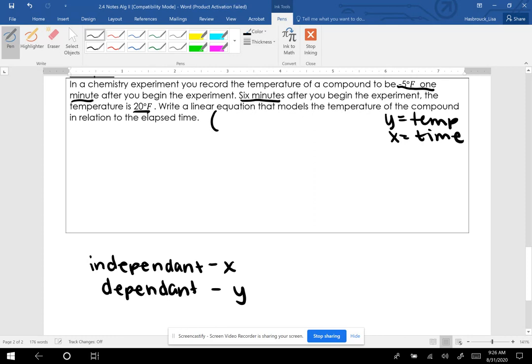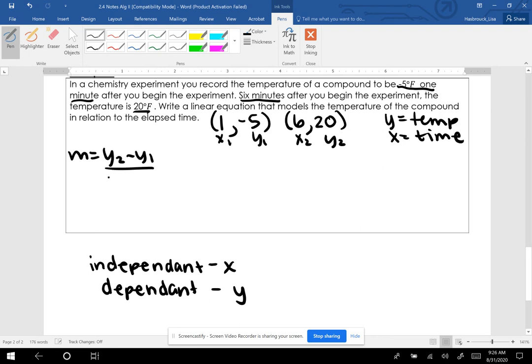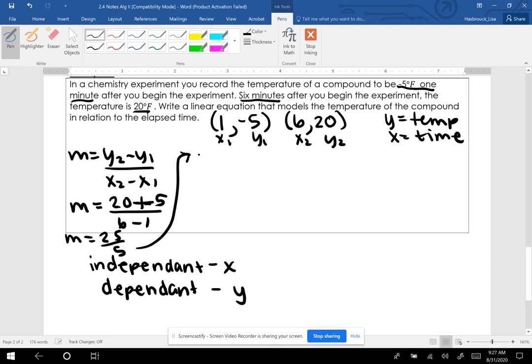So when I write my points, the x value goes first, that means time goes first. So for the first point, 1 minute goes first, and then our y value is the negative 5. For the second point, 6 minutes, 20 degrees. Now we have 2 points and we can write our equation. I can label my points x1, y1, x2, y2, and plug those in to find slope. When I substitute, I get 20 minus a negative 5 over 6 minus 1. The 2 minuses become a plus, so I get 25 over 5, which means my slope is 5.